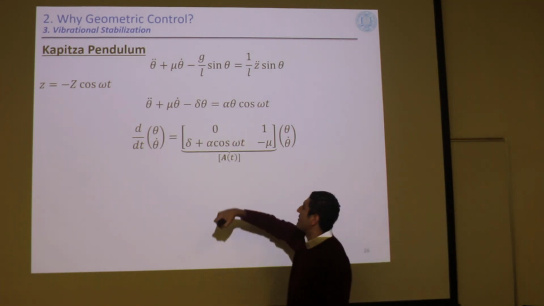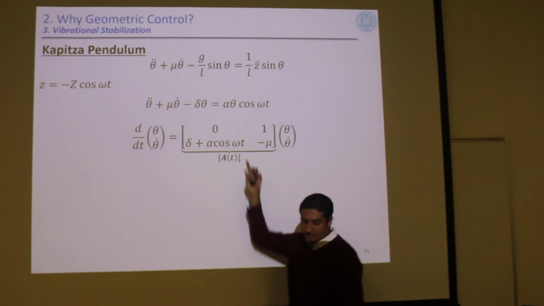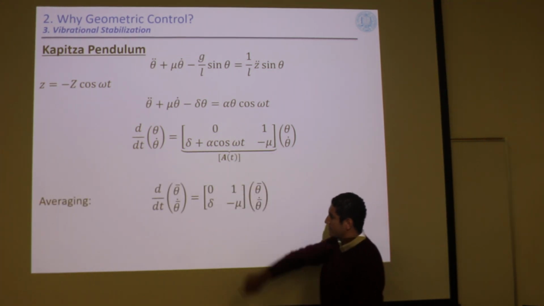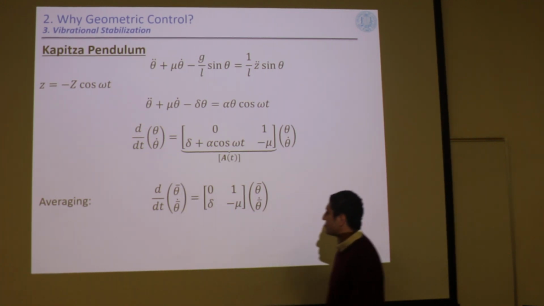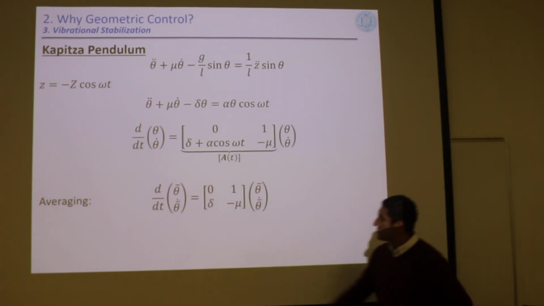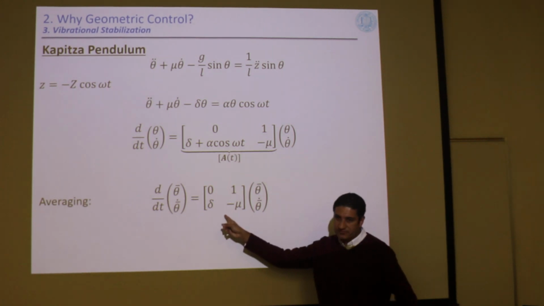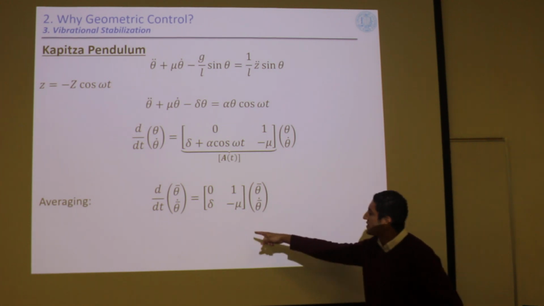So let's average out. Unfortunately, the average of cosine is 0. So when you average out, where the bar means averaged quantity, here is your x dot equals A bar times x. Your A now doesn't have time, so you can check the eigenvalues fine. So let's check the eigenvalues here.